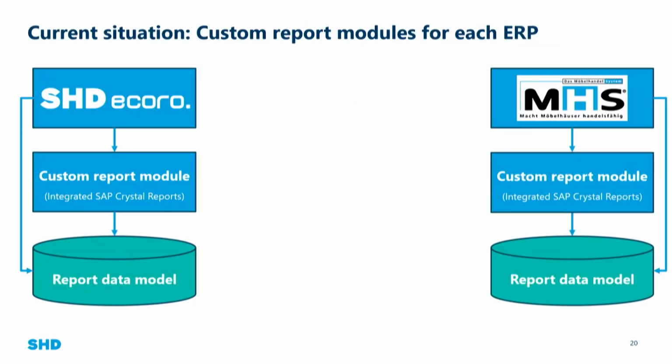Our current situation is that we have custom report modules for each ERP. So we have our old system, MHS, and the new system, SHD Eco, and we have a custom report module for MHS and a custom report module for SHD Eco. We have a report data model for MHS and as well one for SHD Eco. It is that way because of historical reasons. One was there, the other had to be created, and it was not possible to make it one. So we decided that we have two, but it's not a very comfortable situation for us.